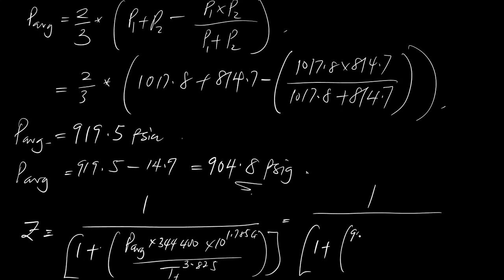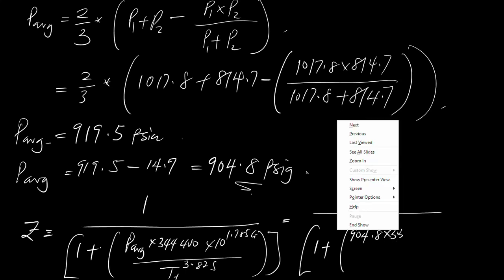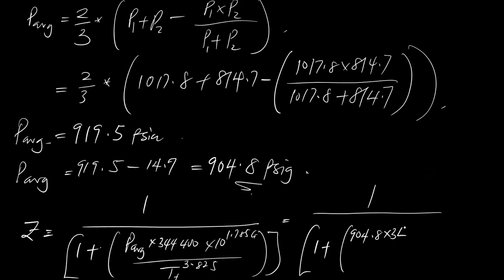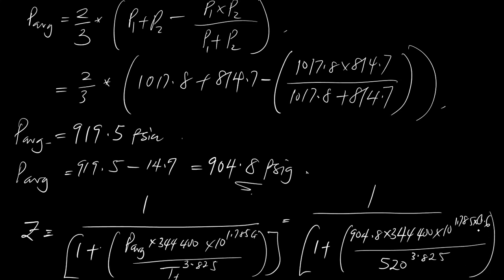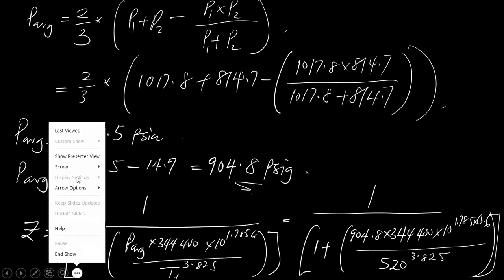So this is 904.8 times 344,400 times 10^(1.785 G), which is times 0.6, divided by the gas temperature, which is 520^3.825. So let's calculate our Z now. So let's go back to our calculator now.